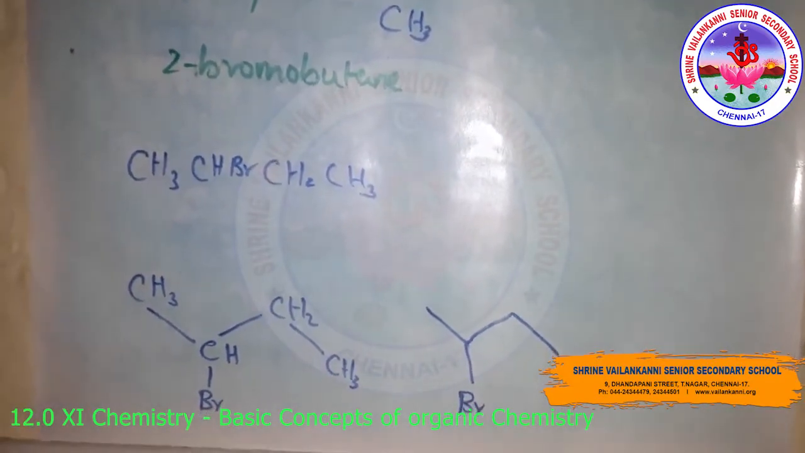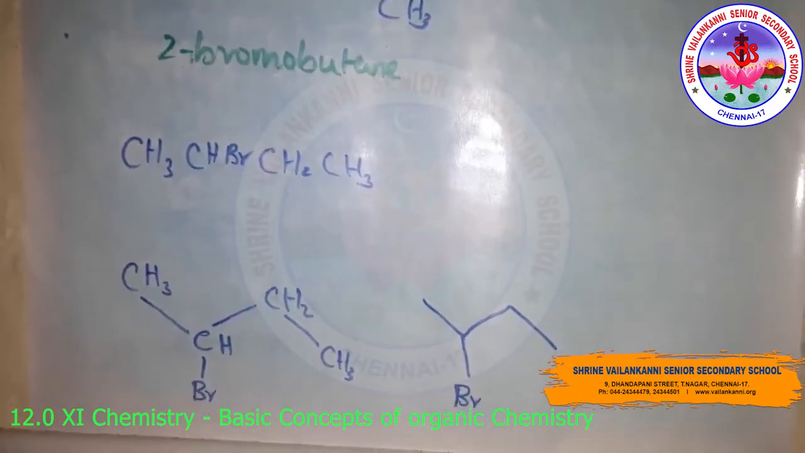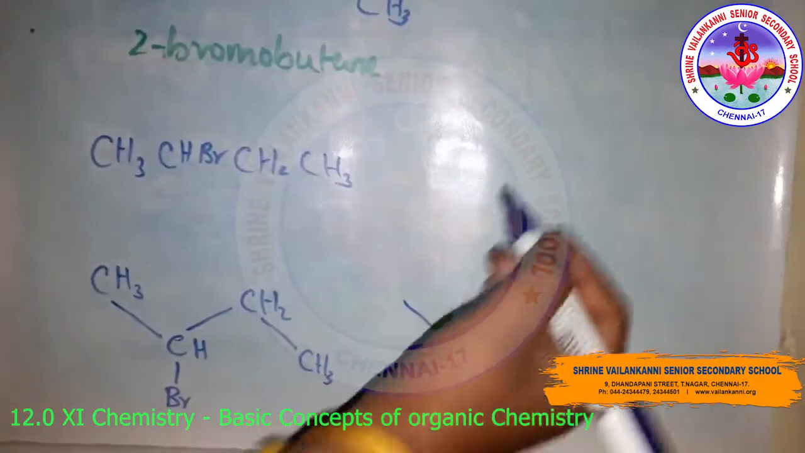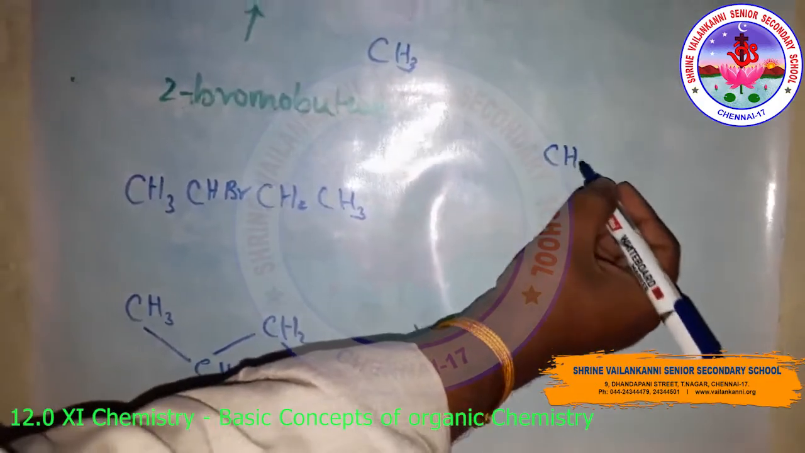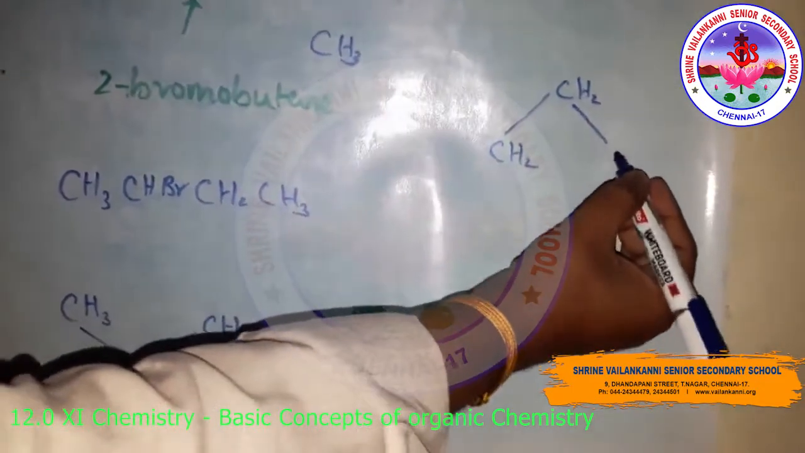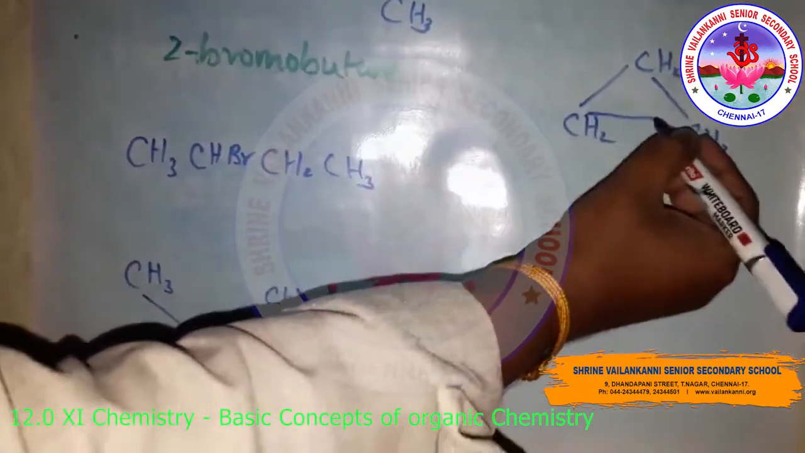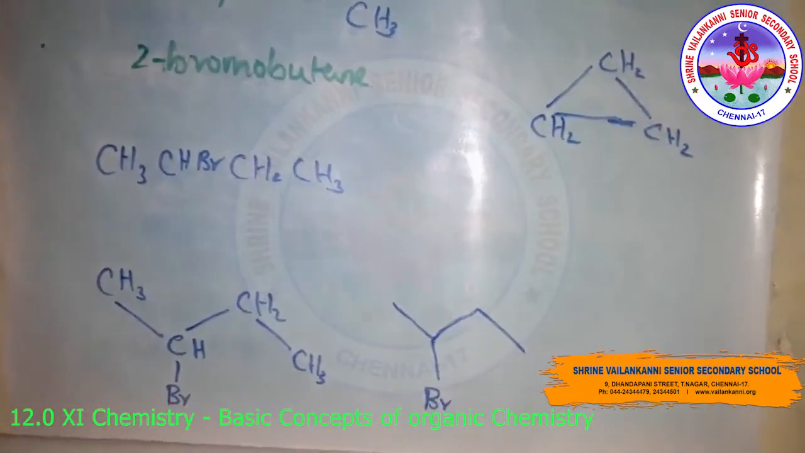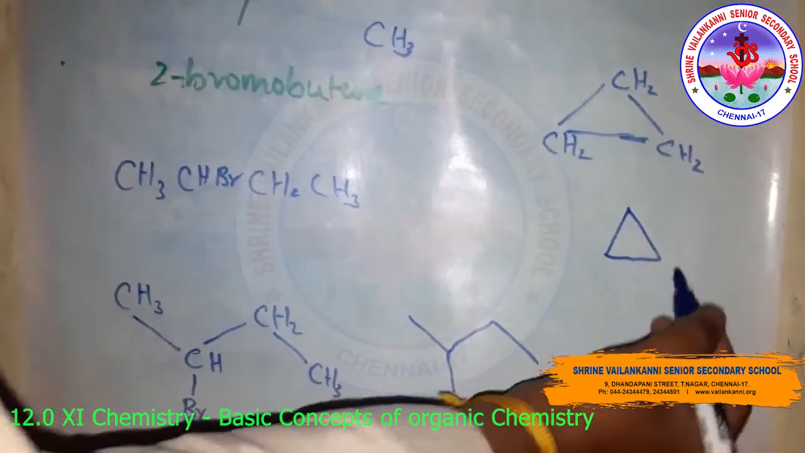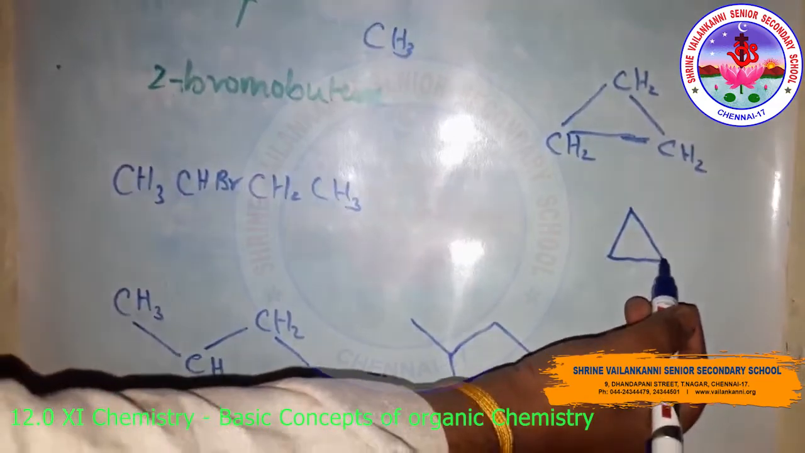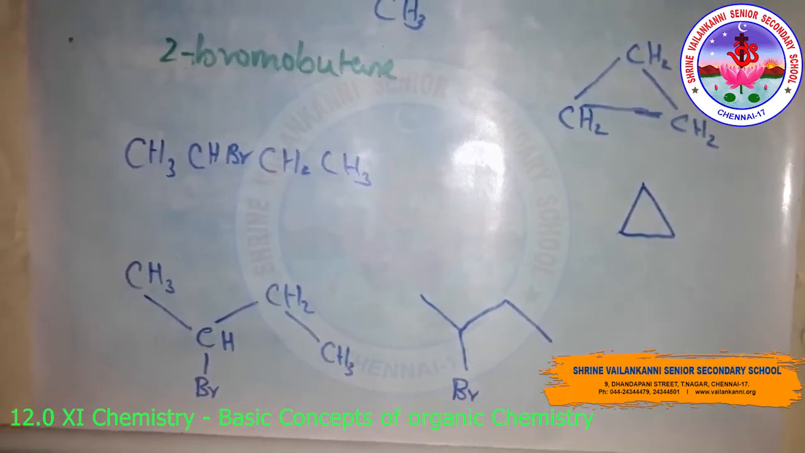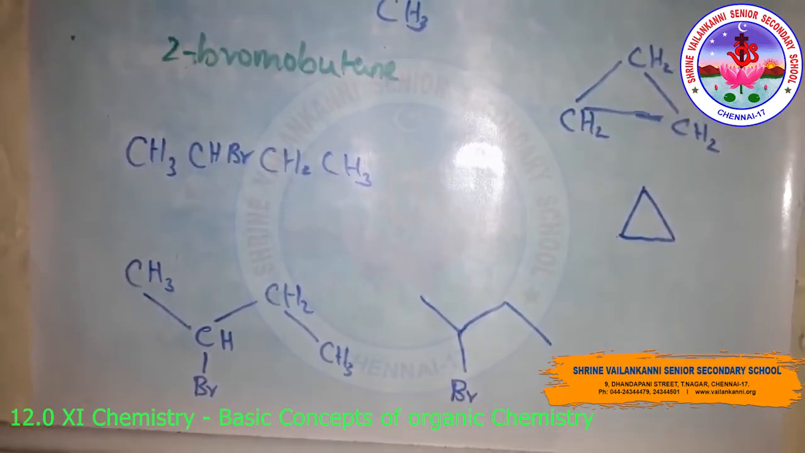Then for cyclic compounds, we can write the bond line formulas. For example, cyclopropane. Cyclopropane you can simply write as CH2, CH2, CH2, like this. Or we can write it in the bond line formula, just put a triangle. This has CH2, this has CH2, and this position is CH2. So this is cyclopropane.